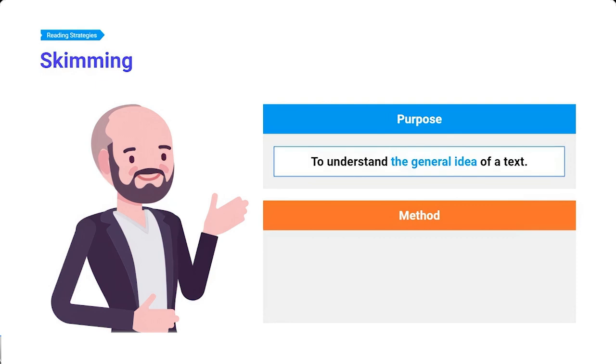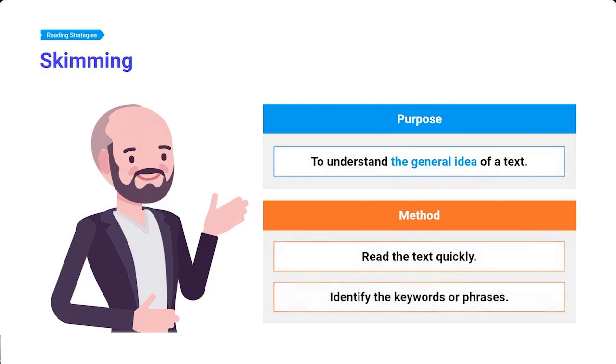How do we do it? To skim read, we read the text quickly and identify the key words or phrases. Key words are words that provide the principal ideas in a text. It is not necessary to read every word or to understand every detail of the text, only the main idea.